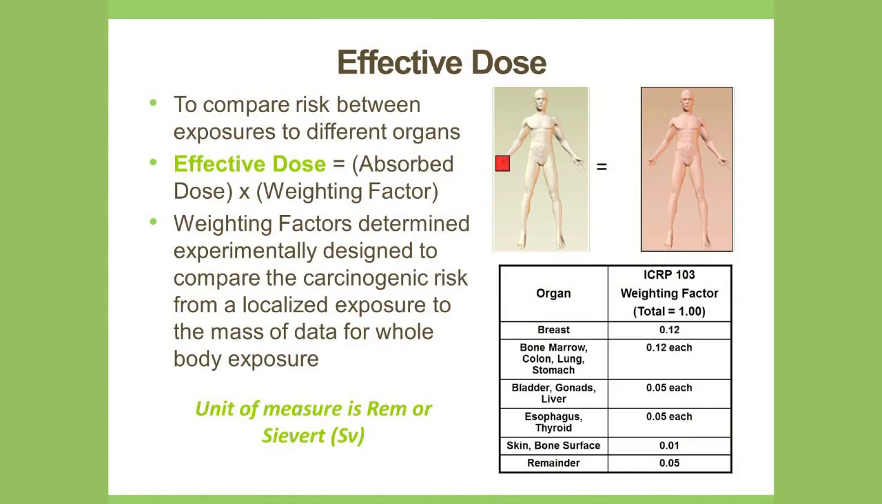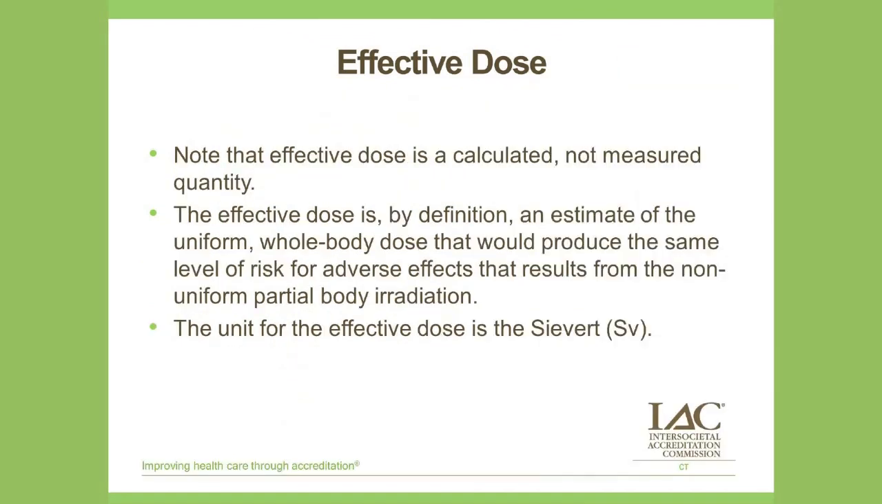Again, I've covered this already on effective dose. I don't think we need to go into it here, but realize that effective dose is calculated. It's not a measured quantity. We can take something like CTDI and determine an idea what effective dose is for that phantom. But again, it is by definition an estimate of the uniform whole body dose that would produce the same risk of an adverse effect as results from a non-uniform partial body irradiation. So if we're just irradiating the head, it's not the same risk as irradiating the whole body, and this is a way of equating that.